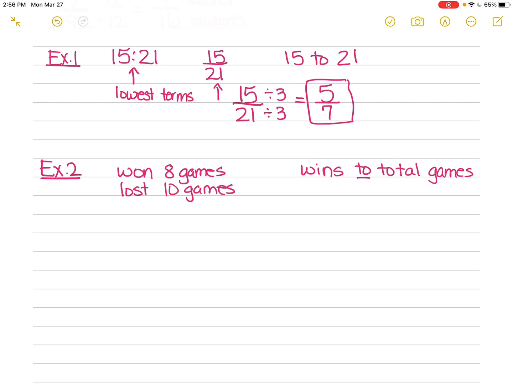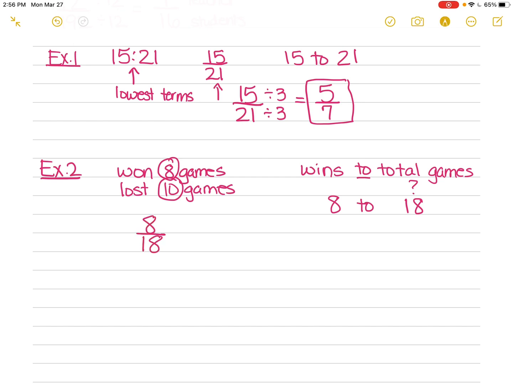Okay, so when we say wins to total games, we already know the wins, that's 8. And the total games is what I would need to find out. So I know they played 8 that they won and 10 that they lost. So I would just put those together and I would get 18 total games. So my ratio is 8 to 18. And I could write it like this, or your instructions might say write as a fraction.